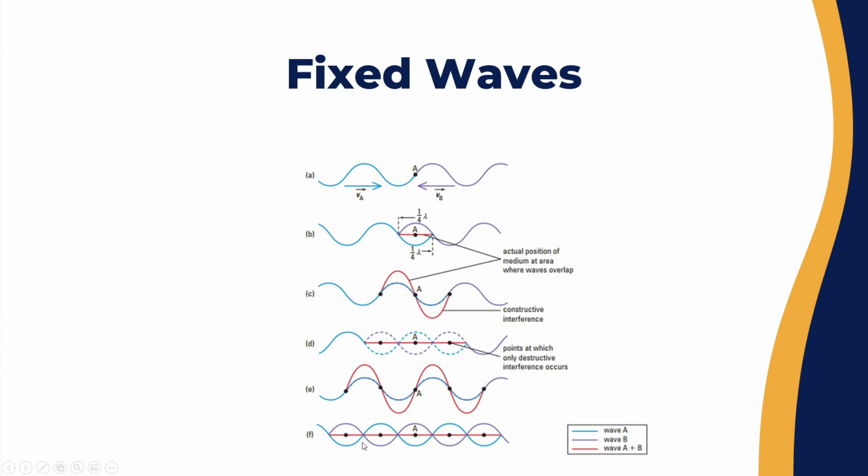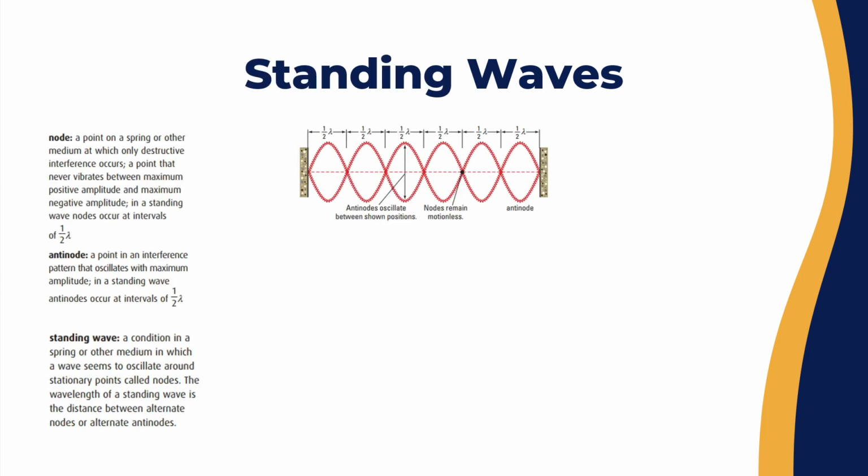So we have here the purple wave representing, let's say, wave B, and the blue wave representing wave A. And if you look at the red, that would be representing wave A plus wave B. So in this case, we have constructed a fixed wave by interfering two well-defined waves. The second type of waves is the standing waves.